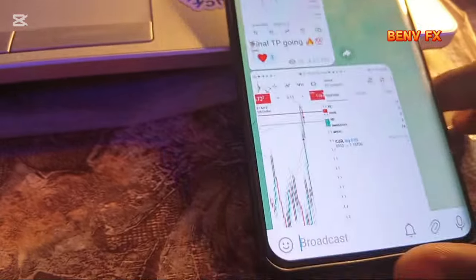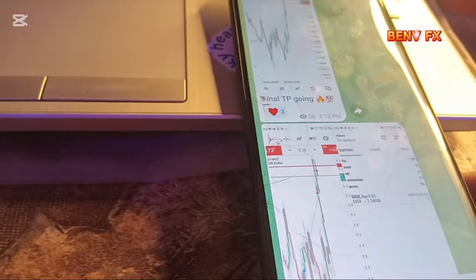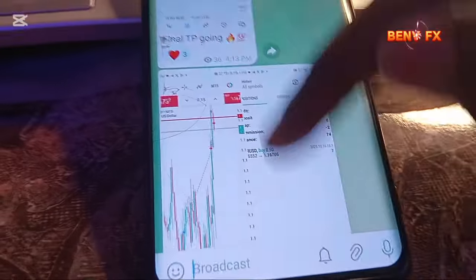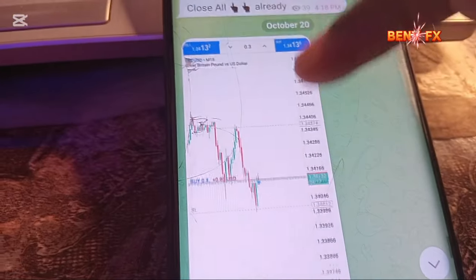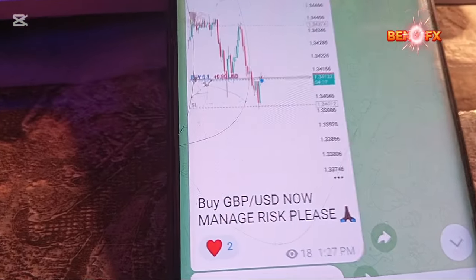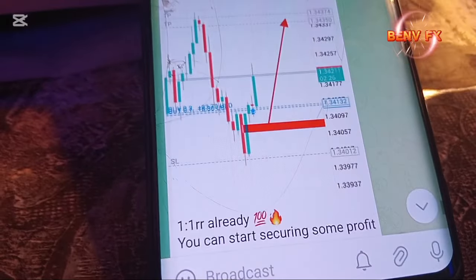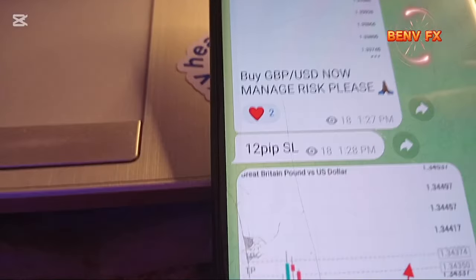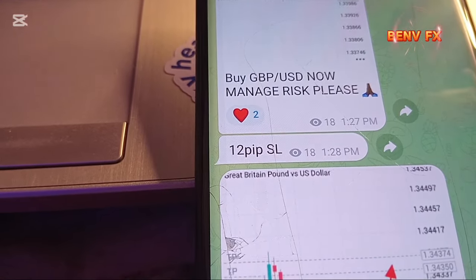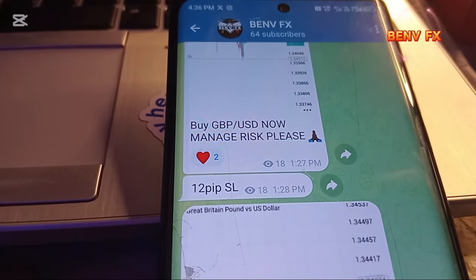This is how I follow them up today, because once I give you a signal, I must be following you up so that there will not be any mistake. So immediately I told them, buy GBP now, manage risk please. Then I told them again, I use a 12 pip SL.